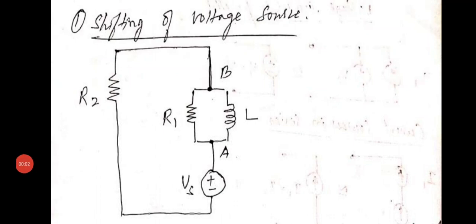So, dear students, today we will be studying about shifting of voltage source. You can see a circuit. In this, you can see two components, that is the resistor of resistance R1 is in parallel with an inductor of inductance value L, in between the 2 points A and B, and the source capital V suffix S is being connected.